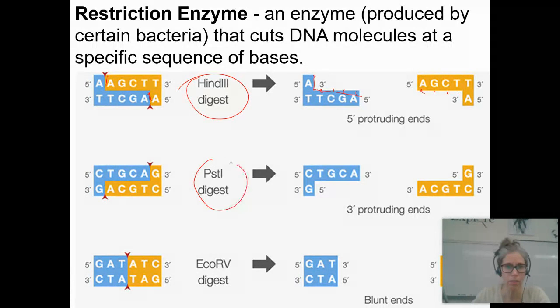Here's another different restriction enzyme that happens to cut every time it sees C, T, G, C, A, G. Notice the other direction, right? Look at the other direction of DNA. It goes C, T, G, C, A, G.